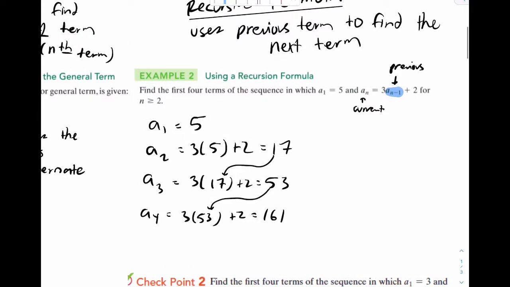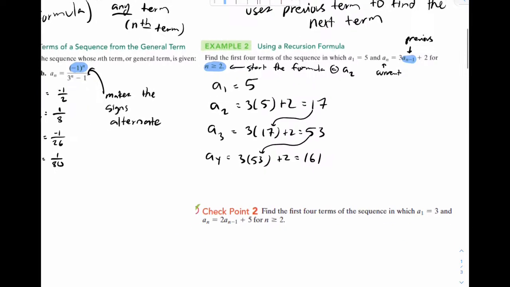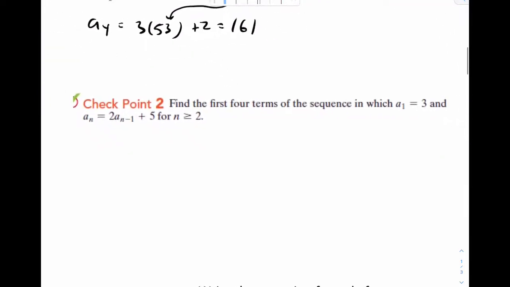Now you also notice that this thing right here seemingly doesn't do anything. It's actually important for the definition, because that means start the formula at the second term. And we'll talk more deeply about these details, but for now, just think of it as this thing is important.